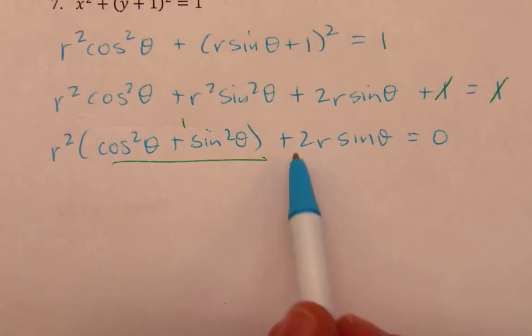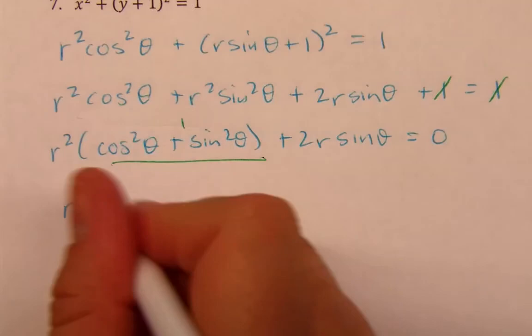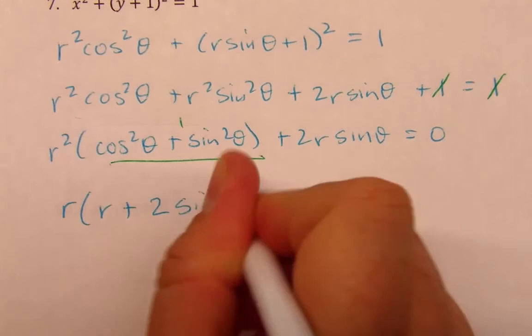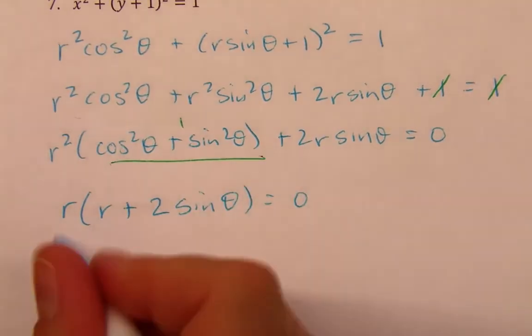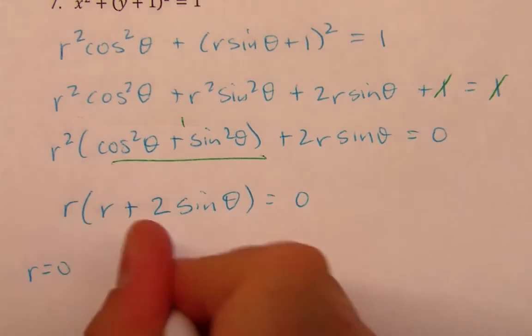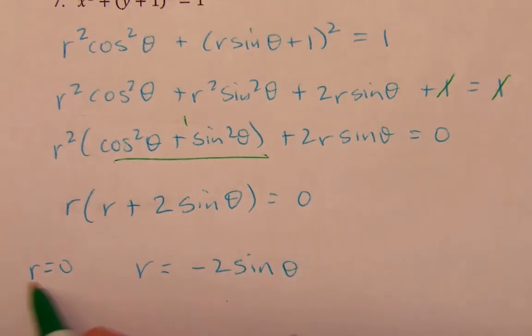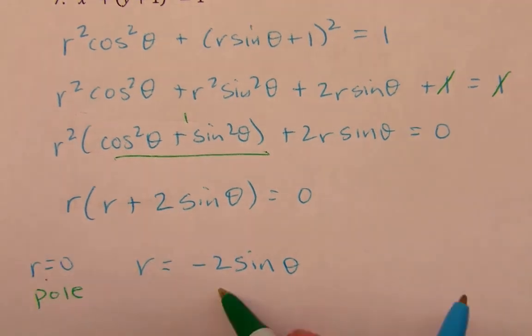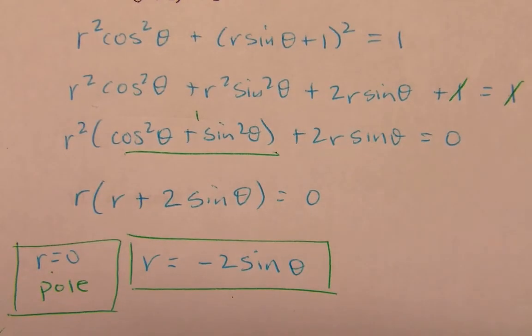So I have r squared and r, so I can pull out an r, and I have r plus 2 sine theta equals 0. And so I have r equals 0, and r equals negative 2 sine theta. Now this, remember I said r equals 0 is just the pole. That's kind of like the origin. And then this is our equation. And that's the end of that example.